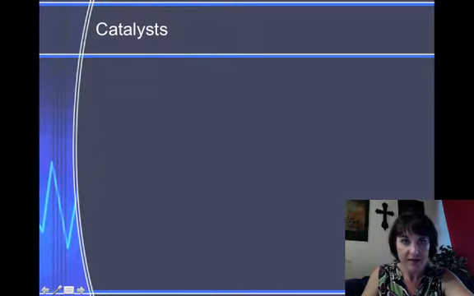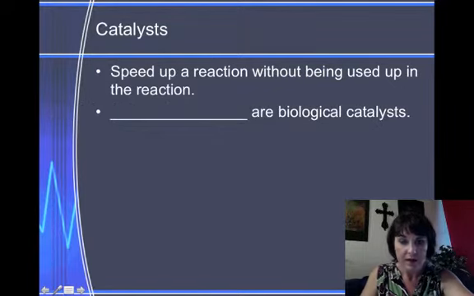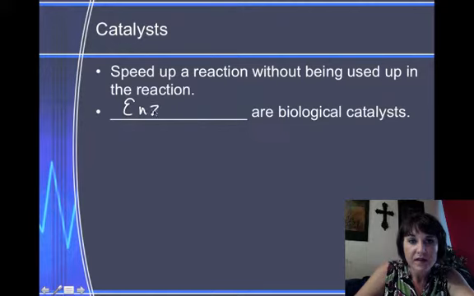What is a catalyst? Basically, it's a substance that can speed up a reaction without actually being used up in the reaction. Enzymes are one example of a catalyst. It's a biological catalyst in the cells of your body.